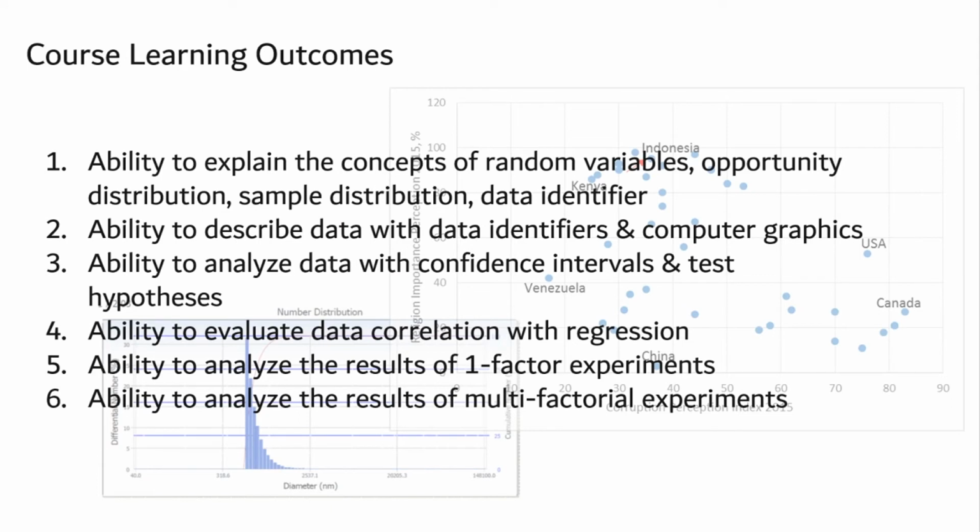Briefly, after you graduate from this course, you are expected to be able to explain basic theoretical concepts in statistics, be able to systematically characterize data based on characteristic values, analyze data using confidence interval techniques and hypothesis testing, find and quantify correlation between variables using regression techniques, and analyze relatively simple experimental data using software assistance.